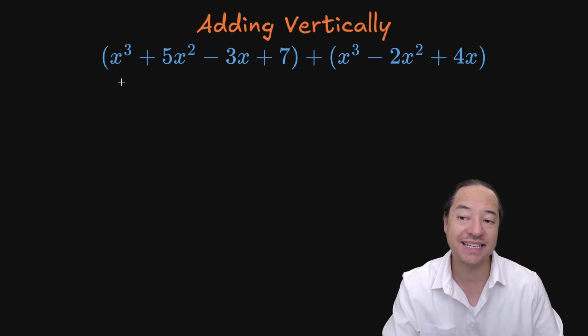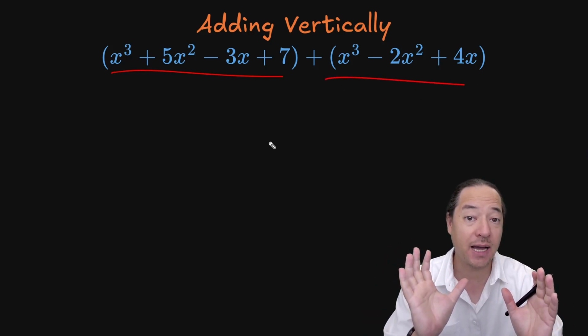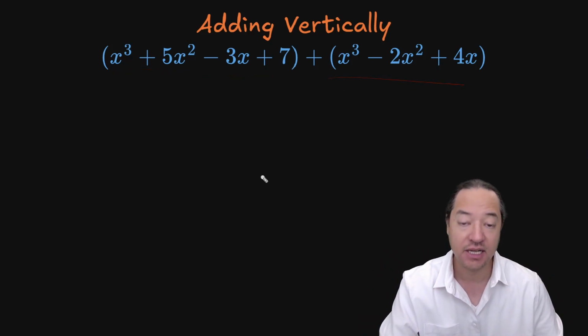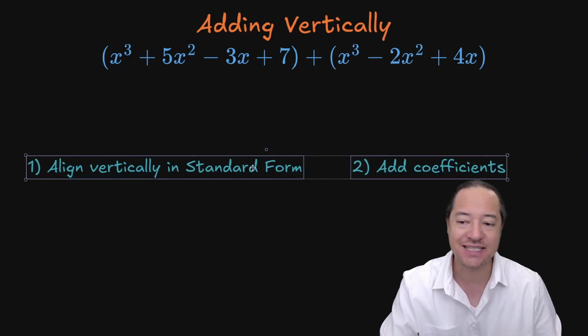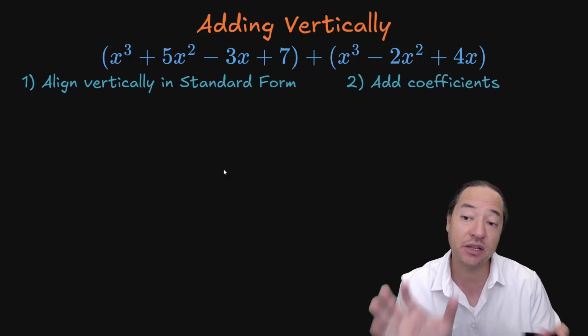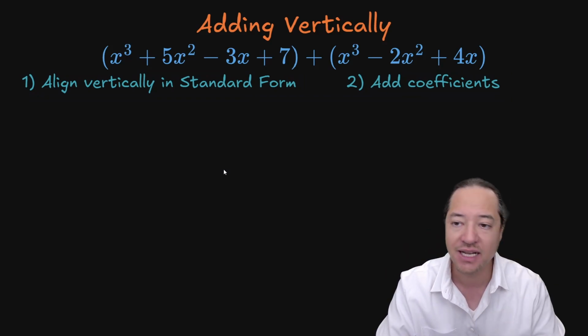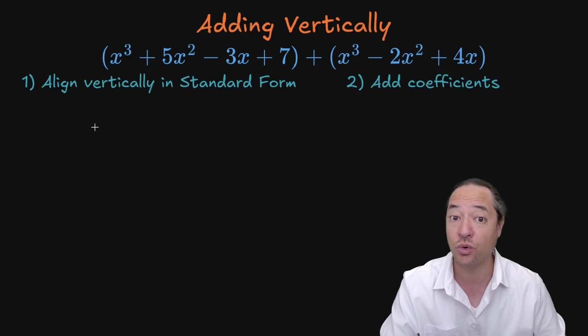Here we have the exact same two polynomials that we had before, but we're going to add them together vertically. So this is another two-step process, and essentially we just want to align the polynomials vertically in standard form and then add the coefficients together. Let's take a look at how this would look like.